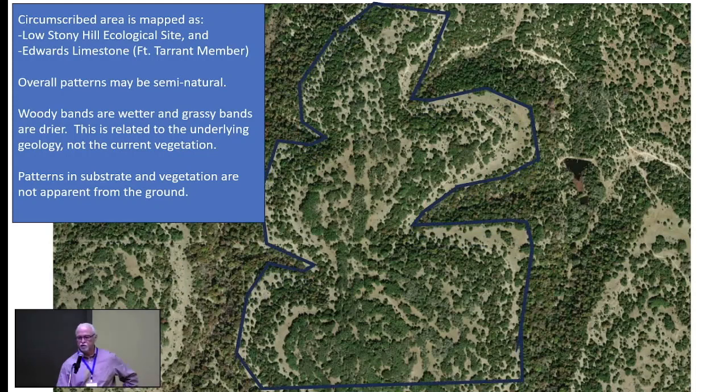This whole area that I've circumscribed there is a single ecological site type. It's called Low Stony Hill, and it's a single mapped geologic type in the 1 to 250,000 Bureau of Economic Geology maps. It's an Edwards limestone, Fort Terrett member. But you can see there's an alternating grassland, shrubland, woodland component here in this landscape. And it's because we're in that area that transitions from woodland to grassland because of the precipitation in the Balcones Canyonlands.